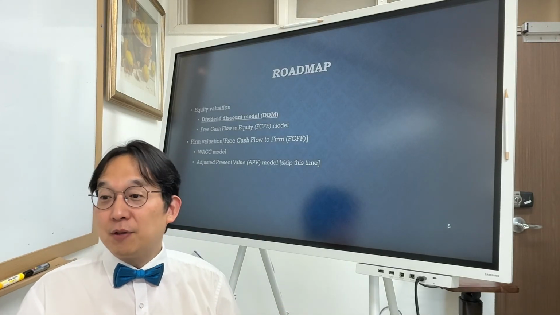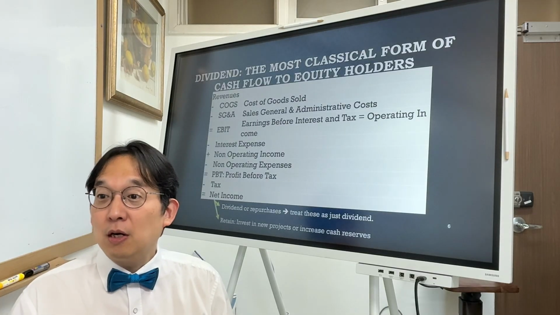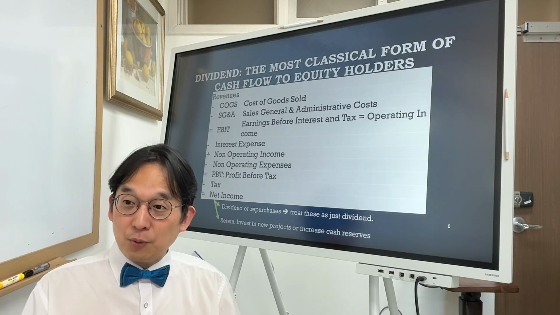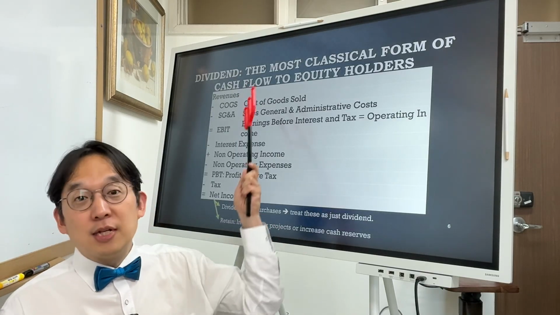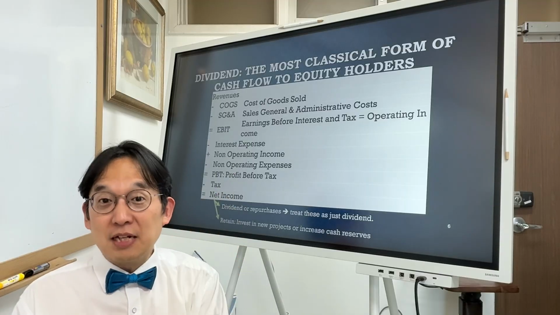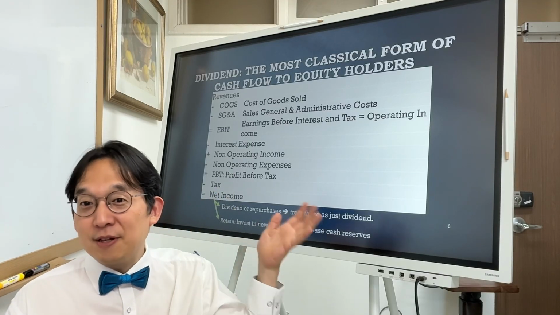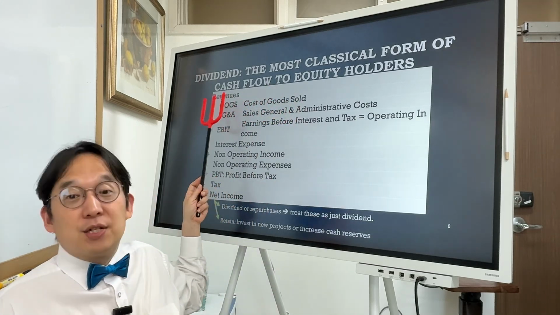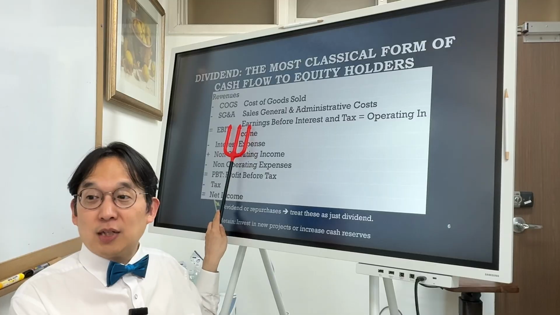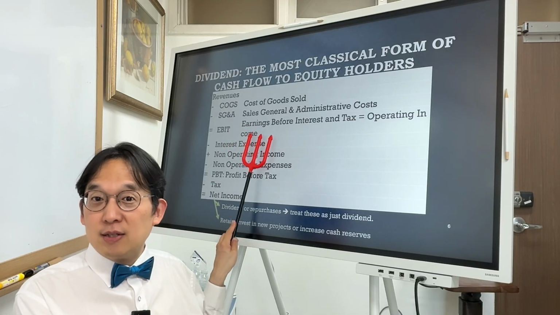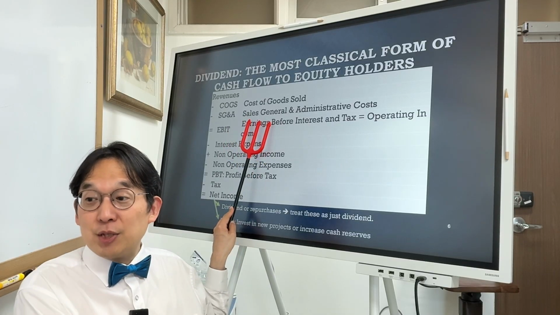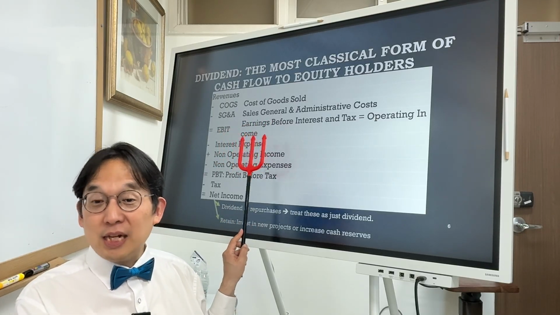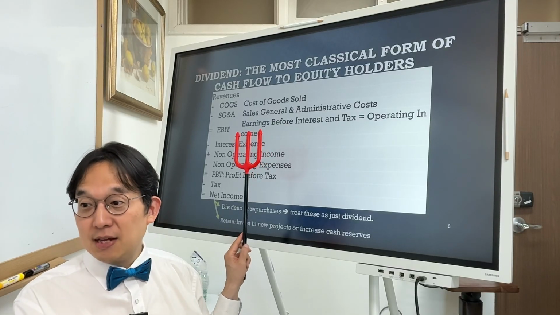Now, roadmap. Well, the dividend discount model is the thing we're going to talk about here. Dividend, well, this is the most classical form of cash flow to equity holders. So here I just list up a hypothetical income statement. The first item, the top line, is the revenues, and then we subtract the cost of goods sold, and then subtract SG&A, sales, general, and administrative cost, and that will give us the operating income or EBIT, earnings before interest and tax.